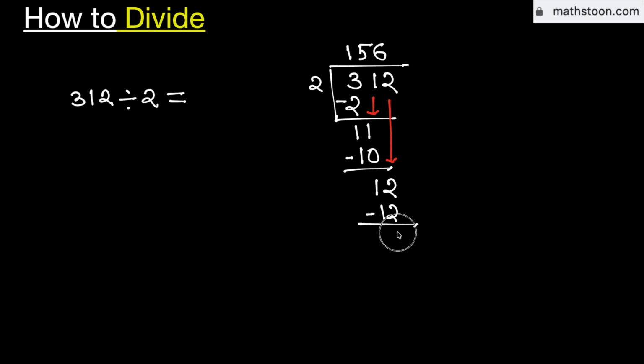Subtract, we get 0. As we get the number 0 and we have no number to bring down here, so we will stop. Therefore 312 divided by 2 is equal to 156. And this is our final answer.